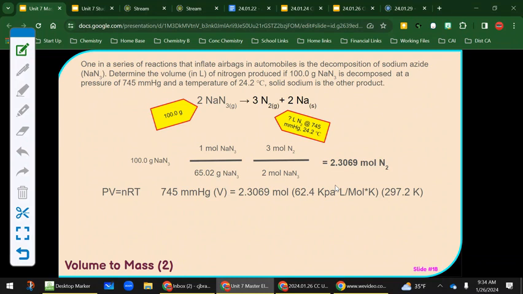How do I solve for V? I divide this side by 745 millimeters of mercury. What I do to one side, I do to the other. Notice units, moles and moles cancel. Kelvin and Kelvin cancel. When I, sorry, should be mmHg, I'll fix that. When we're done, ladies and gentlemen, we get 57.4 liters. Questions?